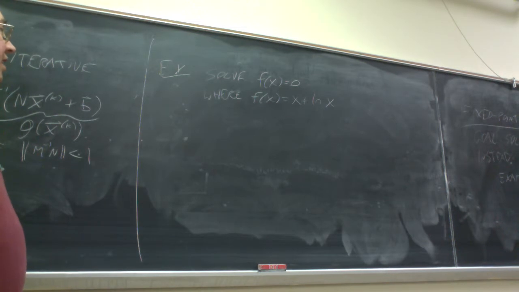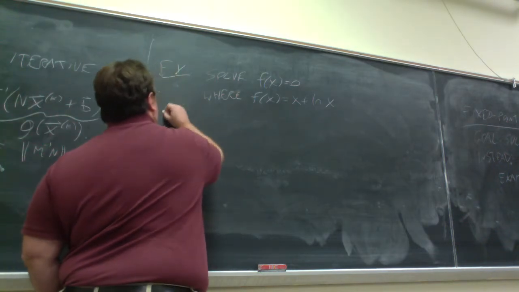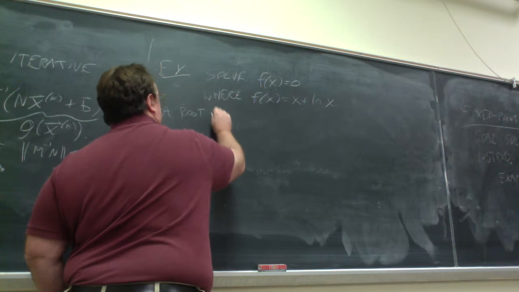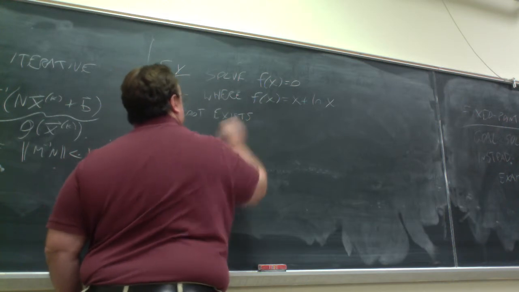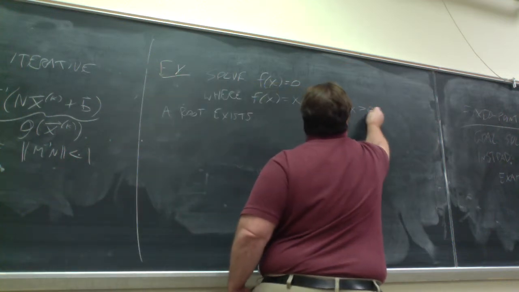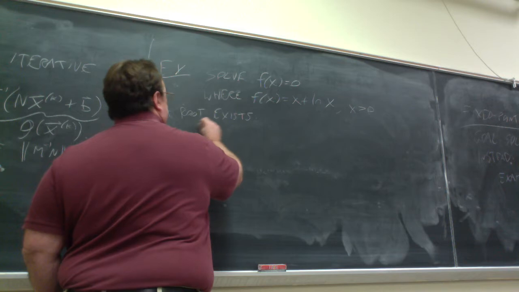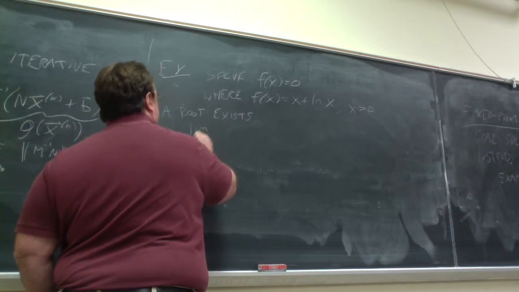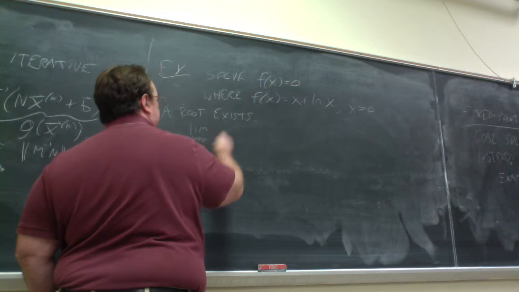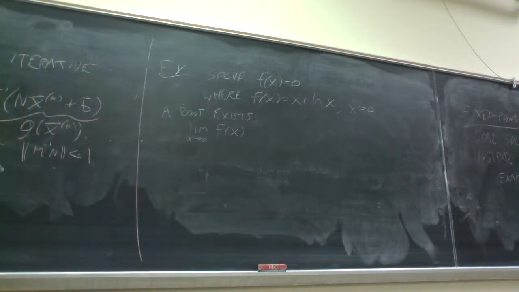Now, it turns out it's actually fairly easy to show that this function has exactly one root. So first, to explain why it has a root at all, this function is only defined for x strictly greater than 0 because of the natural log. You can't plug in 0, but you can take a limit as x goes to 0. What happens to natural log of x as x goes to 0?